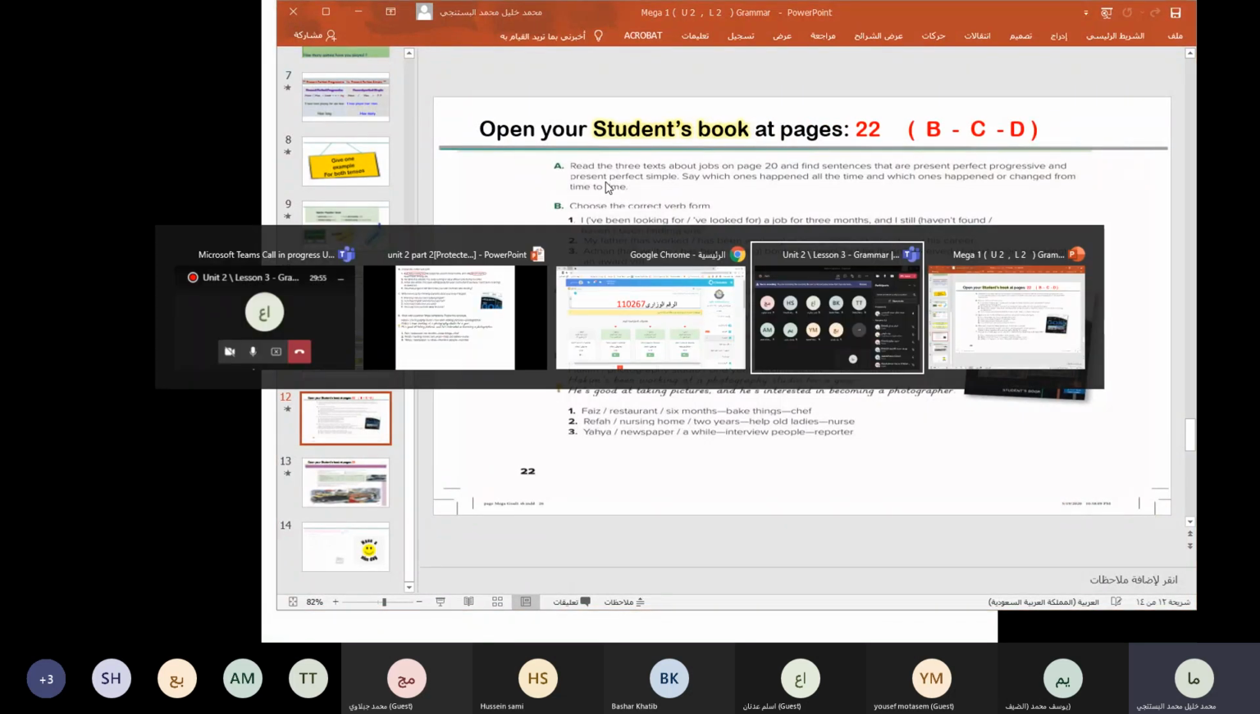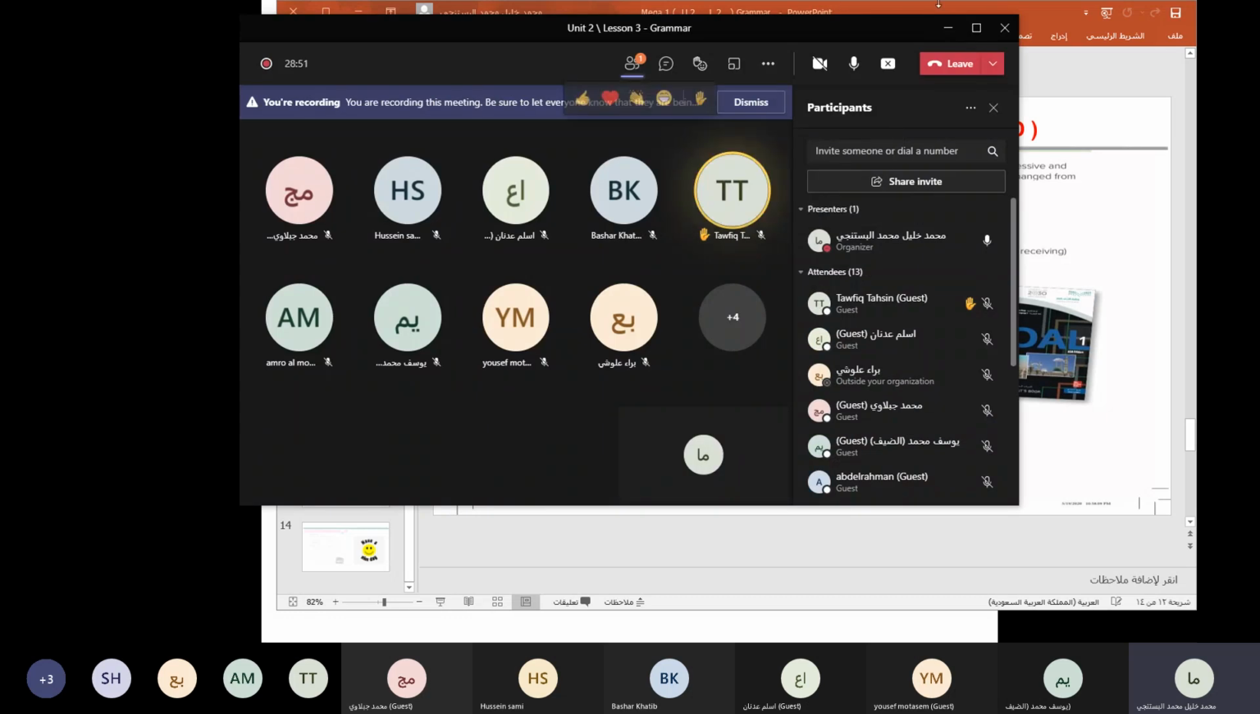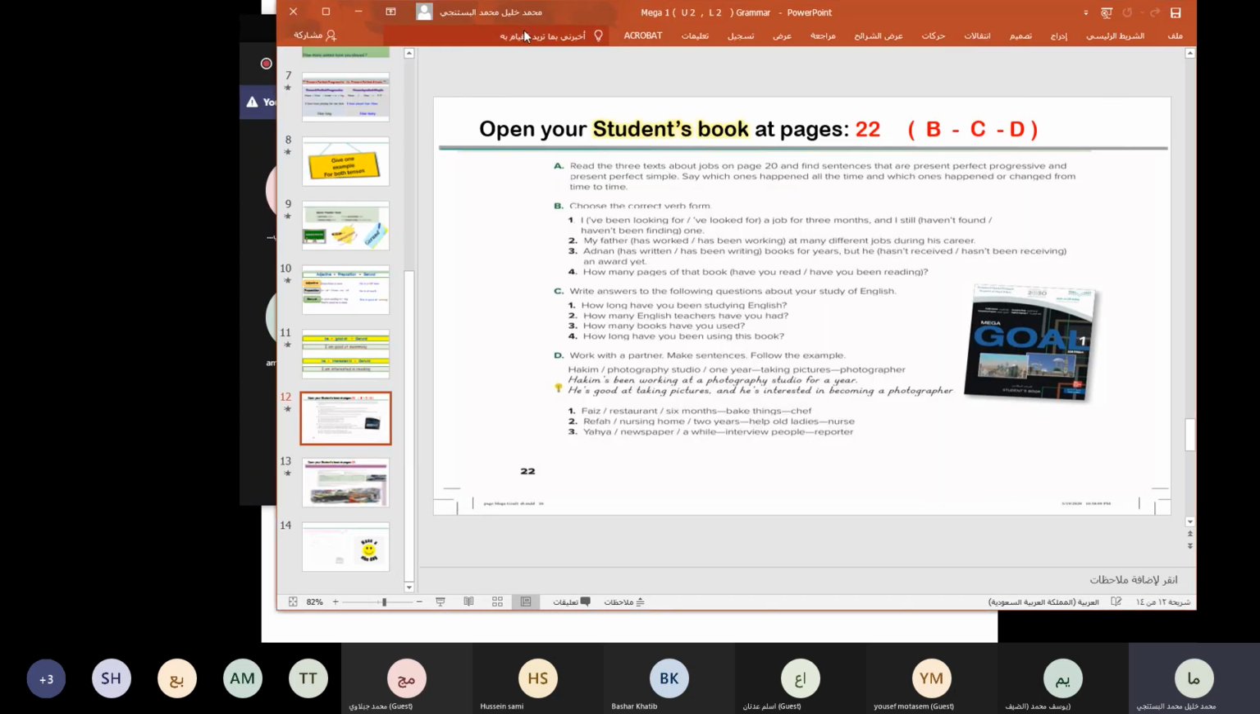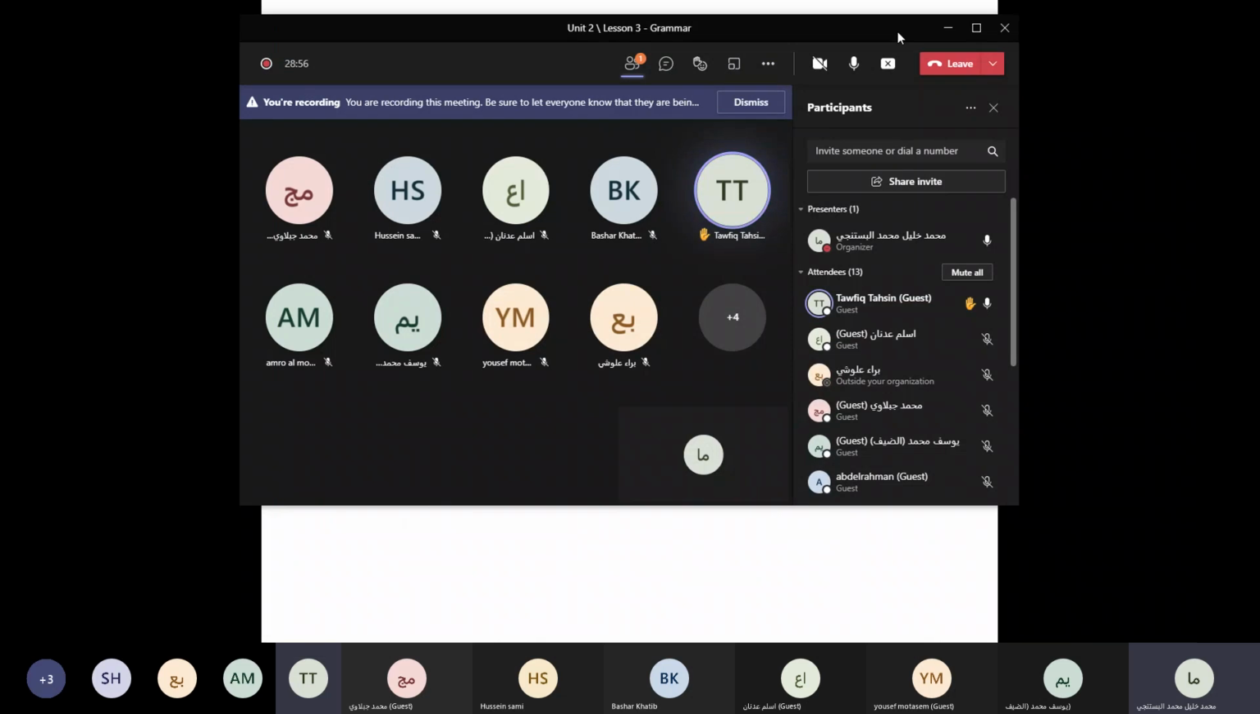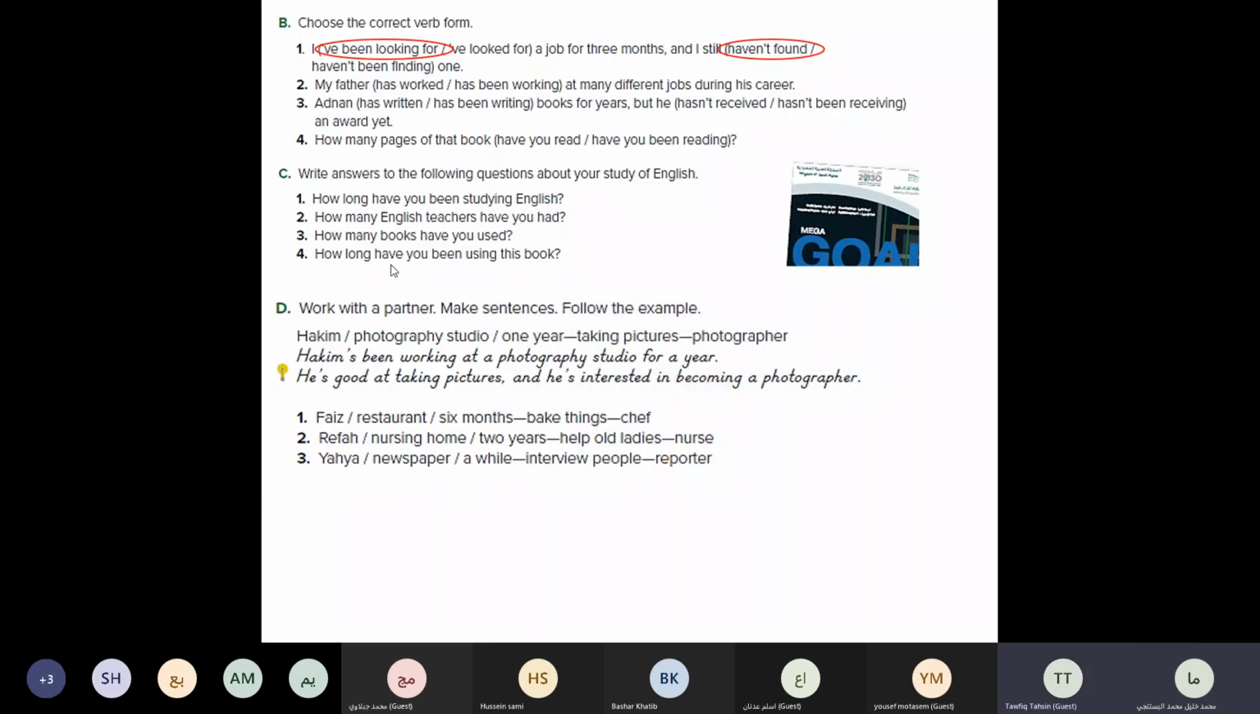Number 2. Yes, Tawfiq. My father has worked at many different jobs during his career. Good. Here we use present perfect because we have different jobs. We can say 3 jobs, so here we focus on the number. My father has worked at many different jobs during his career.